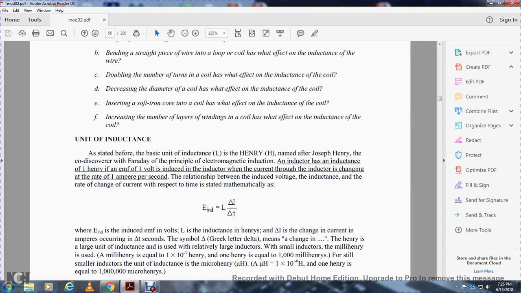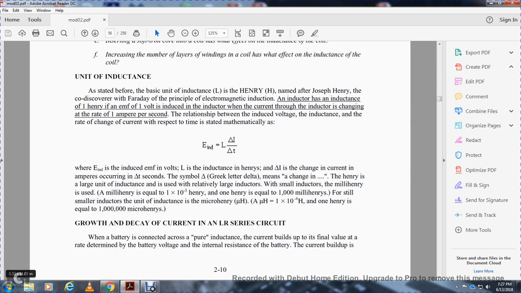The Henry is a large unit of inductance used with relatively large inductors. For small inductors, a millihenry is used. The millihenry is equal to 1 times 10 to the negative 3 Henry, so 1 Henry is equal to 1,000 millihenries. For still smaller inductors, the microhenry is used. A microhenry is equal to 1 times 10 to the negative 6 Henries, so 1 Henry is equal to 1 million microhenries.